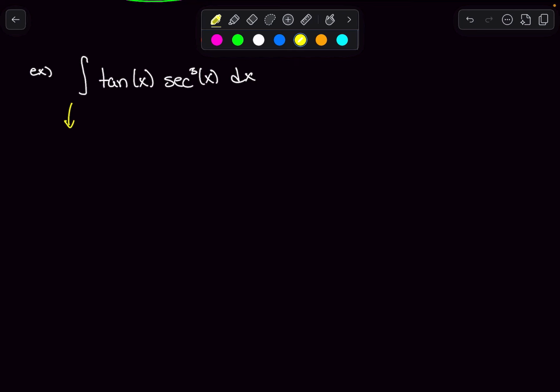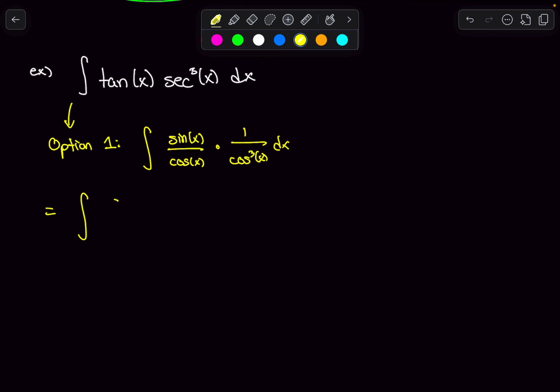All right. So if we do this one, there are a couple of options for trying to handle this. So option 1 is we try and turn everything into sines and cosines, which is actually a pretty solid idea of something to do. If I write tangent as sine of x over cosine of x, and then I know that secant cubed of x is just 1 over cosine cubed of x dx, then this integral just becomes the integral of sine of x over cosine to the 4th of x dx.